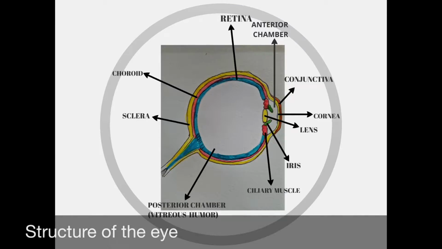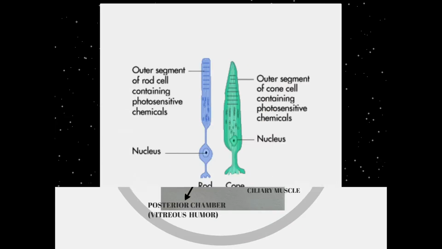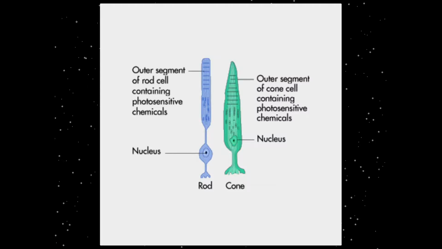Before we go through the process, let's look at the basic structure of the eye. The retina is the most important part in phototransduction because it collects the light and fires action potentials down the optic nerve. These are photoreceptors that are located in the retina, which are very sensitive to light.